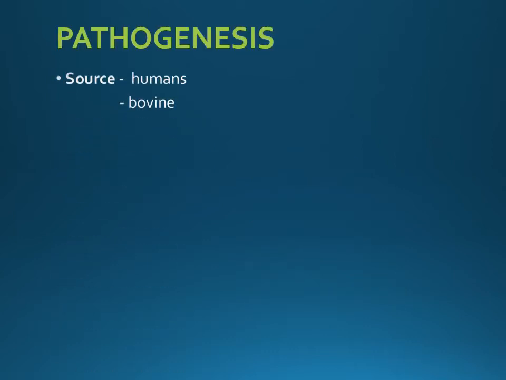So how do we get infections? The main source is humans who are infected, mainly those with pulmonary tuberculosis. They are the persons who can spread the infection, by the droplet method.